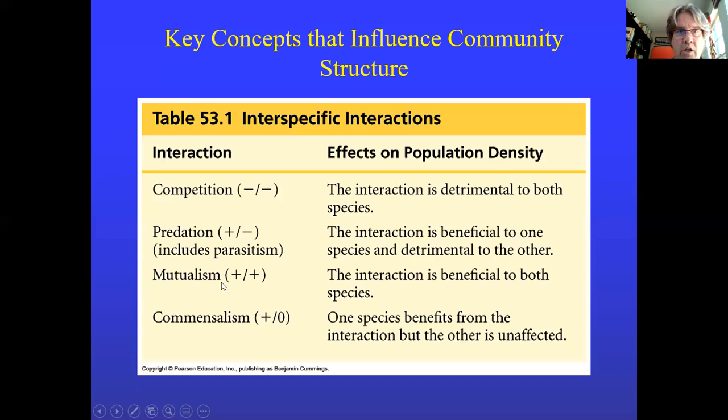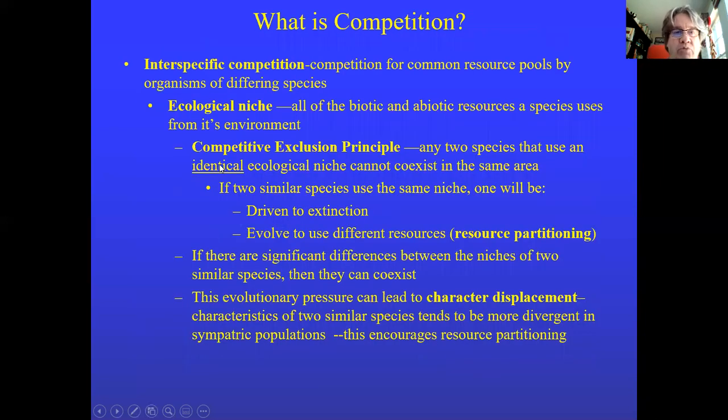Okay, so let's talk about competition real quick. Interspecific competition is competition for common resource pools by organisms of different species. That makes some sense, right? And so we come to this concept called the niche, which we need to sort of define. A niche is all the resources, biotic, which would be life-based, right? Living types of resources, including biological molecules, and abiotic, right? So abiotic would be shelter, access to water, whatever, stuff like that, right? That species uses from its environment.